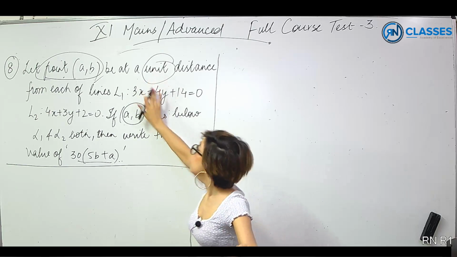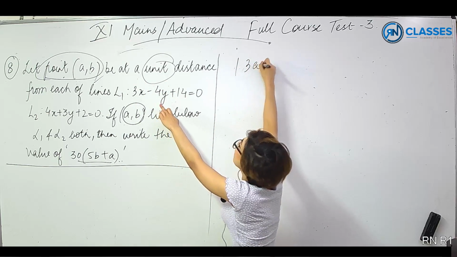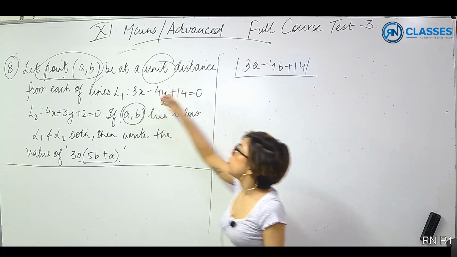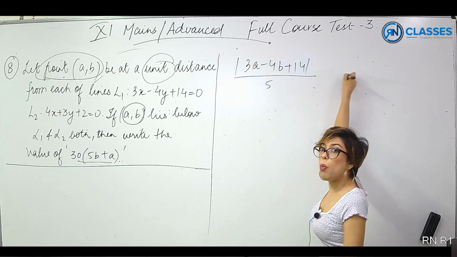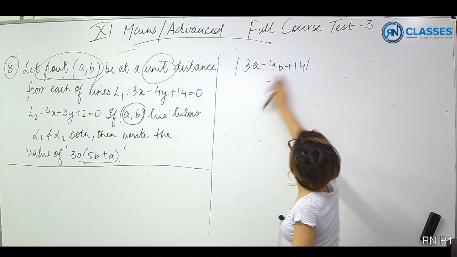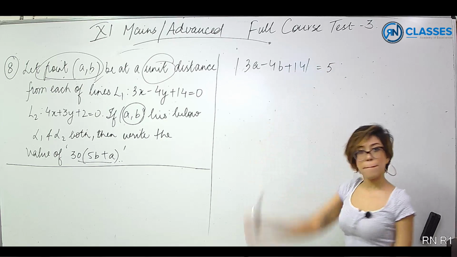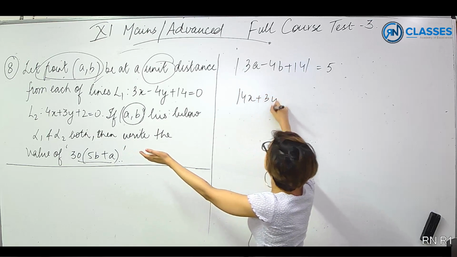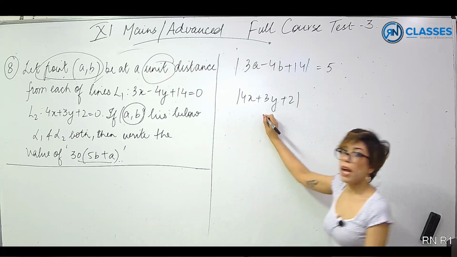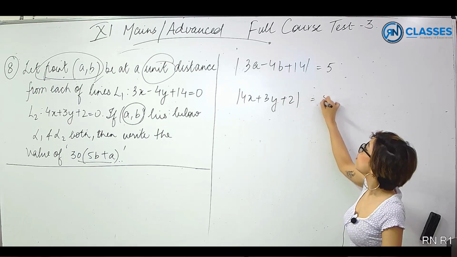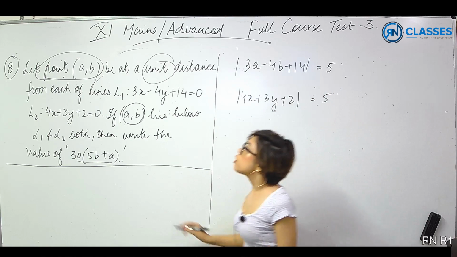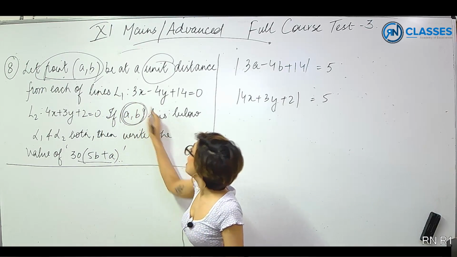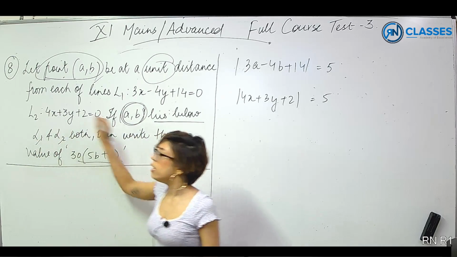So I know the formula. So that is mod of 3a minus 4b plus 14 whole divided by square root of this square plus this square, so that is 5, equal to 1. So I will cross multiply. I will just write it as equal to 5. Right? The second one, similarly, mod of 4a plus 3b plus 2 whole divided by, again, 5 is equal to 1. So I will write it as equal to 5. Right? So I have used this part of the question. Now he says that this point lies below the line L1 and L2.